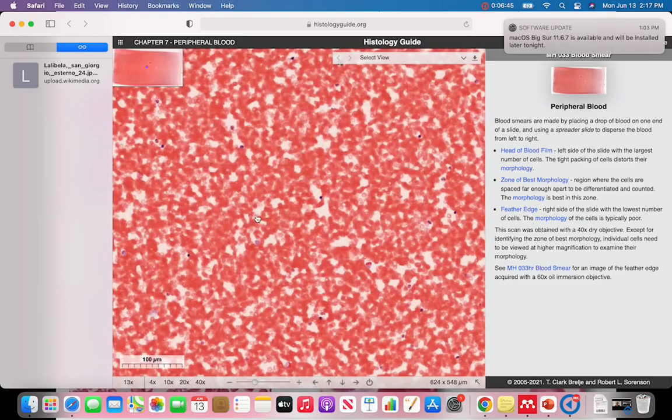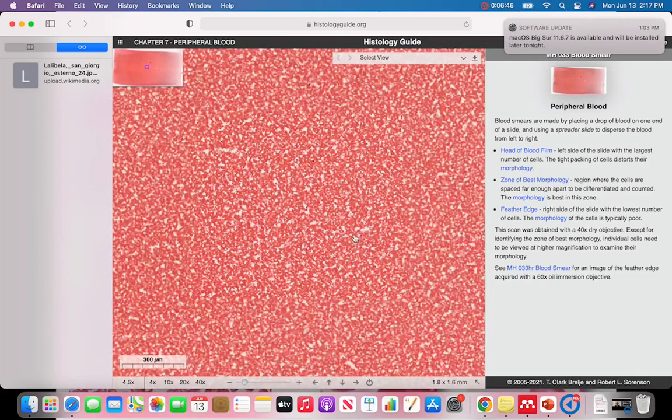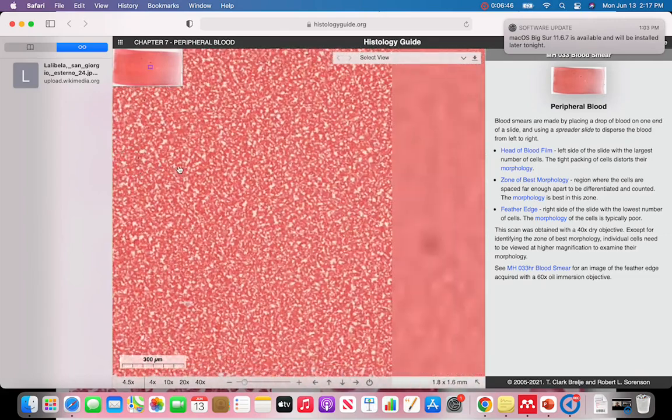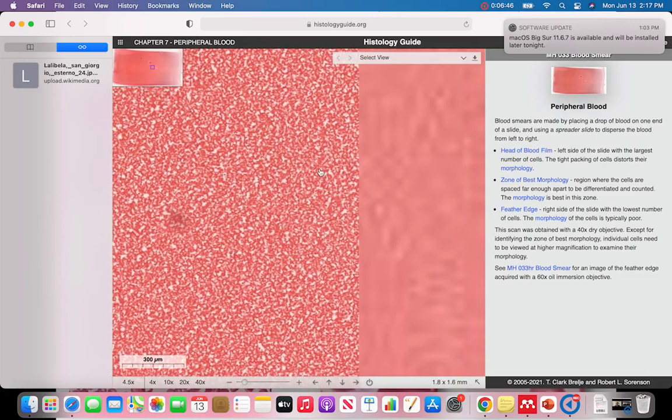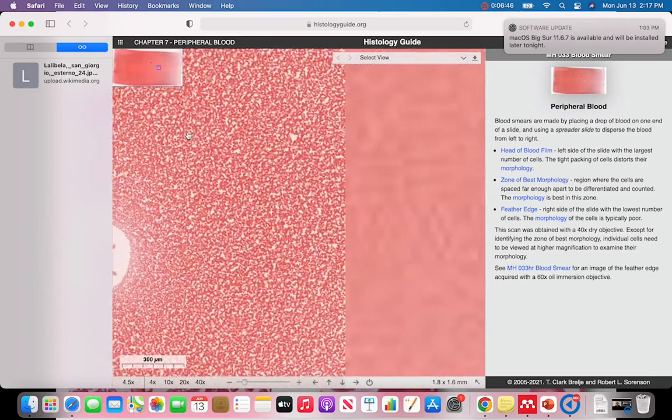On the densely packed side, the cells are overlapping, so it's hard to distinguish or identify the different types of blood cells on this side. We have another option of a blood smear, but if you decide to use this slide, use the right side, where the cells are not densely packed.